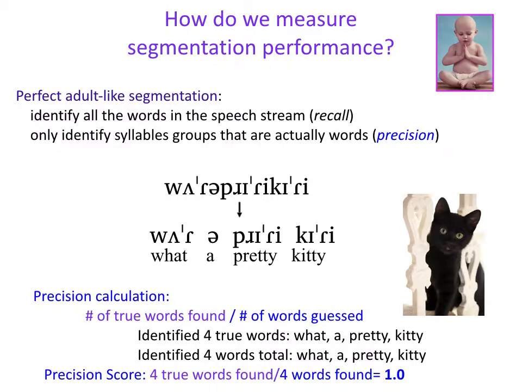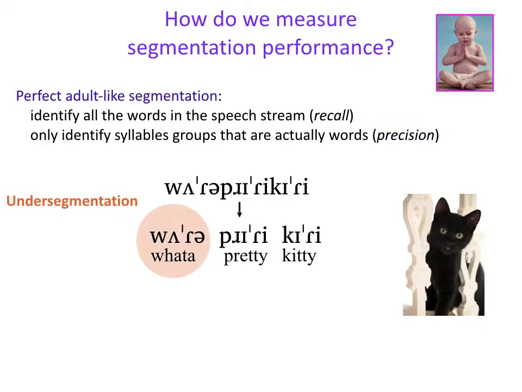Now, what about precision? Well, that's, again, the number of true words you actually found divided by, this time, the number of words that you guessed. So here you, again, found 4 true words, and you only guessed that there were 4 words. So your precision score is 4 out of 4, just like your recall was, because this, again, is perfect segmentation.